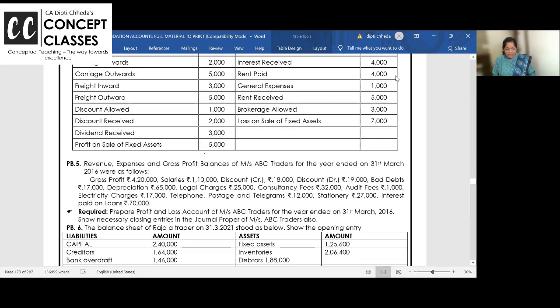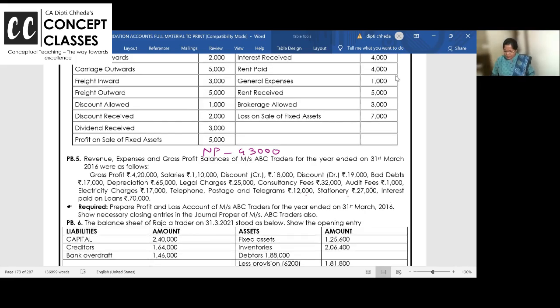If you are not getting it, you tell me. Net profit is coming to 43,000. GP on the credit side, salaries on the debit side, discount credit, discount debit, bad debt debit, depreciation debit, legal expense debit, consultancy fees debit, audit fees debit, electricity debit, postage debit, stationery debit, interest paid debit. So like this, if you write in a proper format, you will get the net profit of 43,000. Write it down.